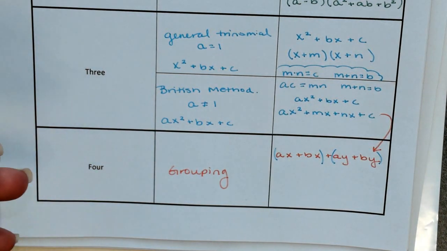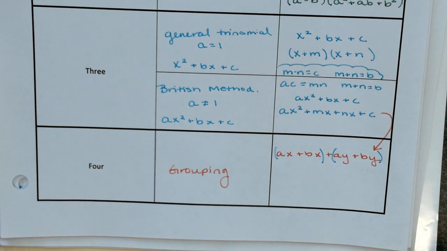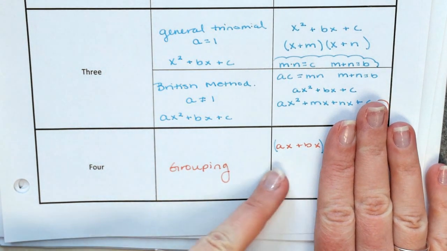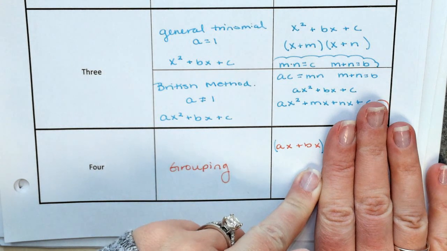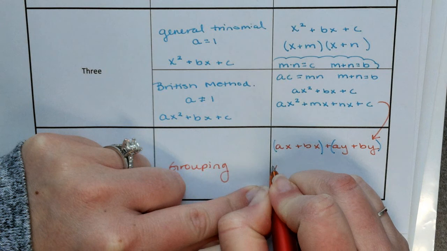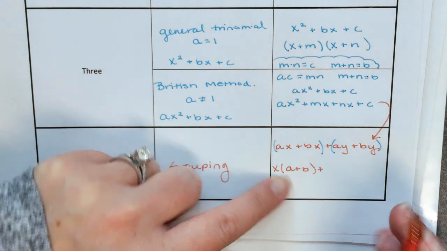If we add the parentheses, they also don't mean anything, as long as that plus sign is still in between them. And then what you can do is you can say, okay, how about a greatest common factor in this term? What would be the greatest common factor between ax and bx? X is your common factor, so we'll pull out an x. We're left with a plus b. We still have that plus sign.